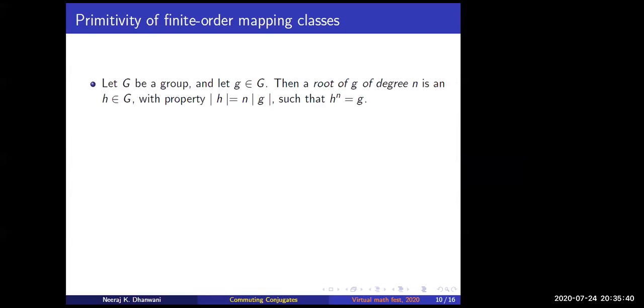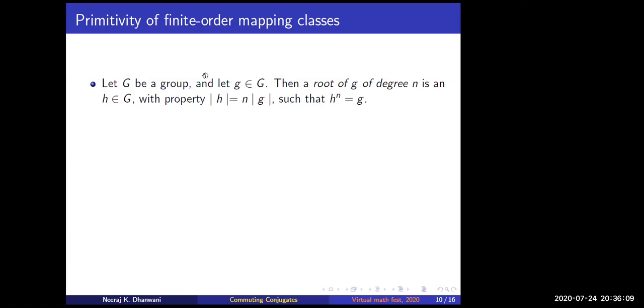Okay, so before we go to some more visualizations, first some applications of this theorem, some easy applications. Primitivity of the mapping classes, finite order mapping classes. What the meaning of primitivity is: in any group, you can talk about some h such that h to the power n equals g. So this h we call the root of g, and the degree of the root is n.